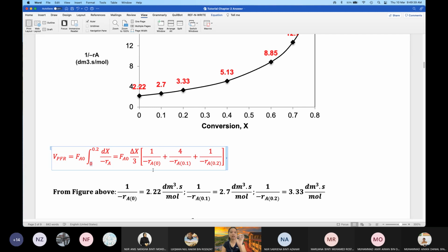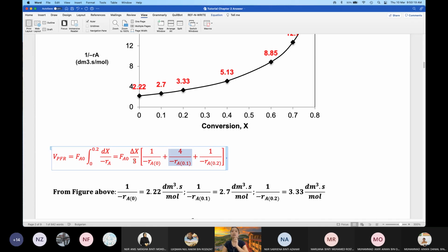Plus 4 over minus rA at my middle conversion. My initial conversion was 0, my final conversion 0.2, so my middle conversion will be 0.1. That's why it becomes 4 over minus rA when X is 0.1, plus 1 over minus rA at my final X, which is 0.2. That's why the last point is 1 over minus rA when X is 0.2. So done. Then we solve the question.